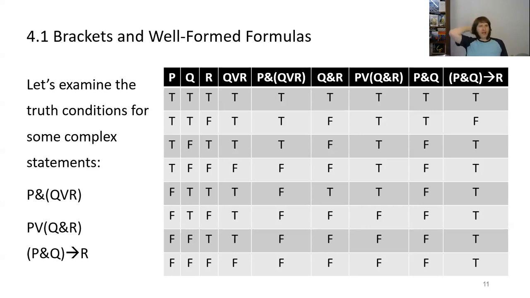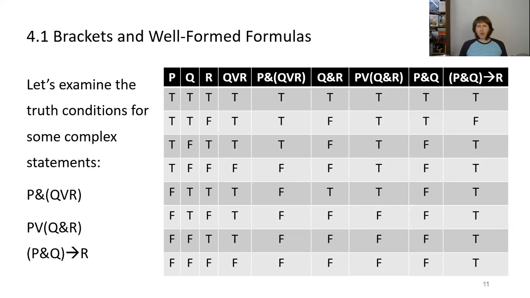So the first complex statement is P and Q or R, and the next 2 columns after the simple statements are the truth conditions for them. The truth conditions of P and Q or R depend on the truth conditions of Q or R and P. The next complex statement over on the left is P or Q and R. If you look back at the big table, I've put in what we need. We have Q and R. We then have P or Q and R. The last example is P and Q, then if P and Q, then R. In the big table, the final 2 columns on the right are P and Q, and then if P and Q, then R.